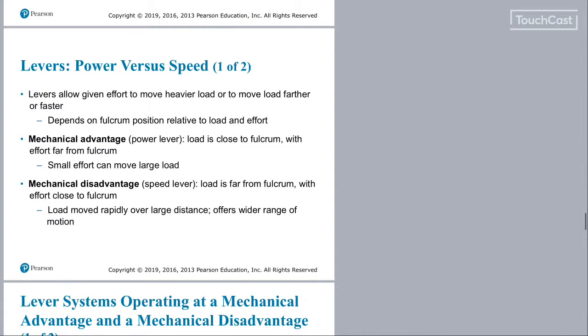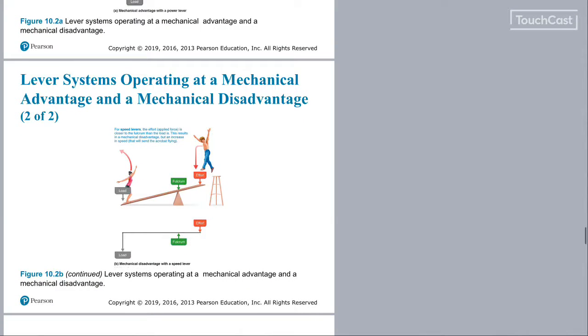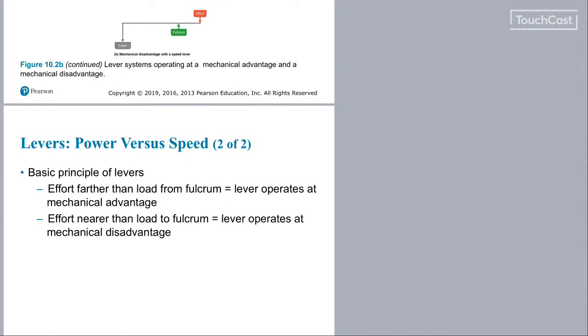Now in the case of a speed lever, the load is farther from the fulcrum, with the effort being closer. A good example of a speed lever is shown in this slide, where a heavy acrobat jumps onto the short end of a seesaw and is able to propel his lighter partner high into the air. This type of lever system operates at a mechanical disadvantage because a larger effort, the body weight of the man jumping off the stool, is required to move a smaller load, or the smaller acrobat on the other end. So remember, levers operating at a mechanical advantage are power levers, and those operating at a mechanical disadvantage are speed levers.